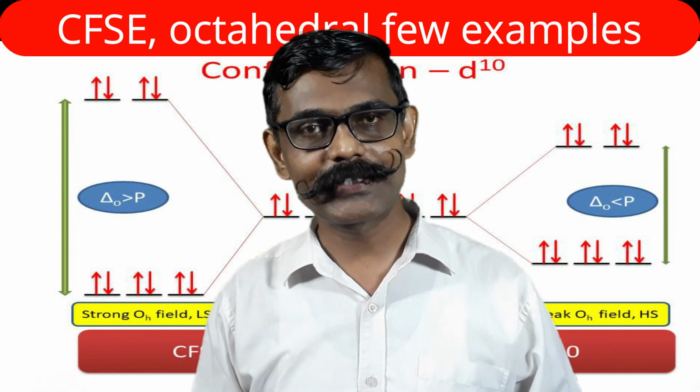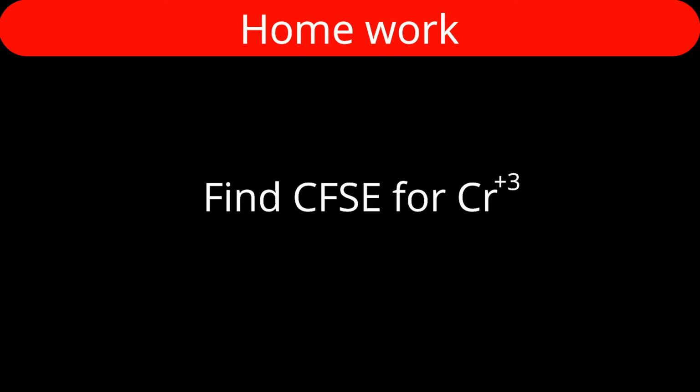Is this point of CFSE clear? Using the CFSE formula that we have learned, I want you to find the CFSE for the Cr+3 system for both cases, low spin and high spin. In case differences are there, then write two different answers. Otherwise, only one answer will be there. Let me see how many of you know the correct electronic configuration and the concept of CFSE calculation. I am waiting for your answers in the comment box.